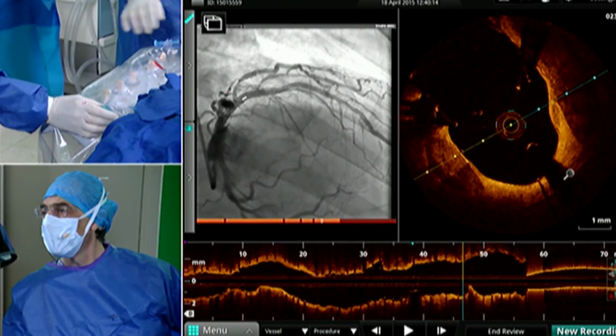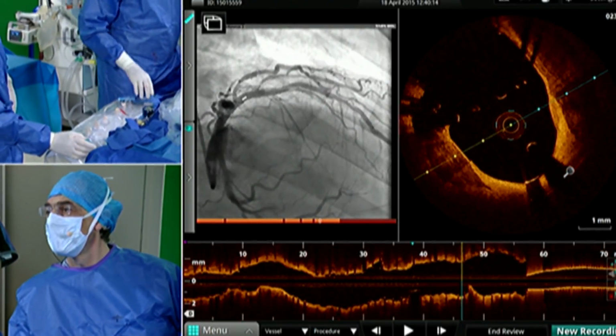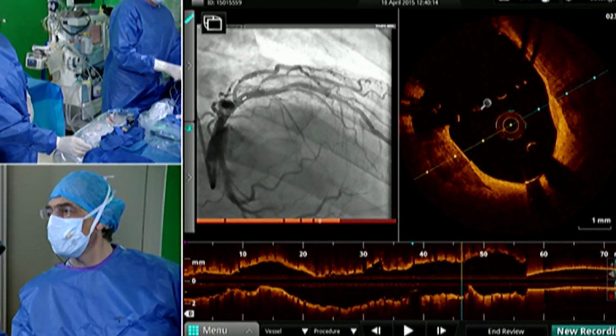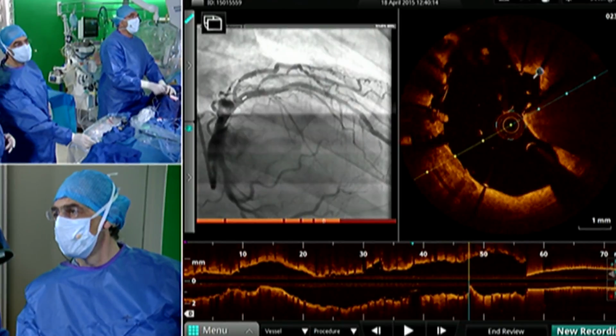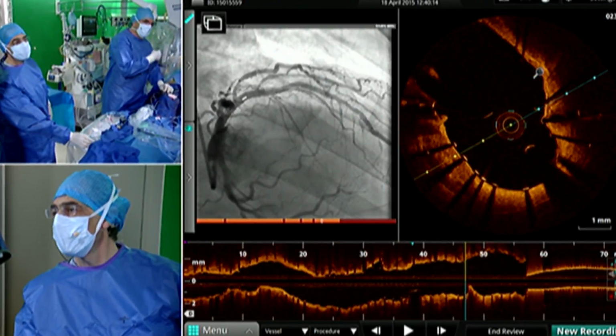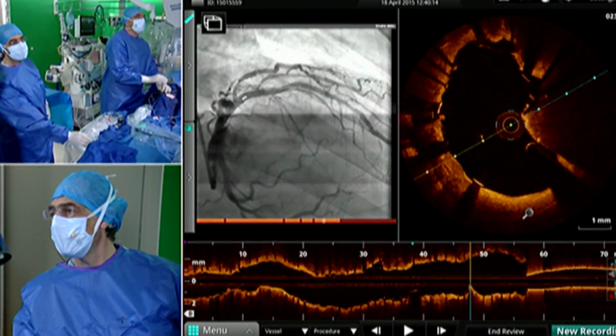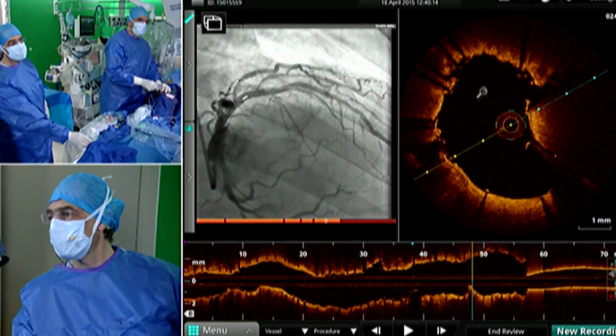So this is the new carina at the level of the bifurcation with the circ that is very, very big. You can see how big we opened the circ from 11 to 2. And then you can see the two carina, the ones on the left main LAD and the ones on the circumflex at this point.